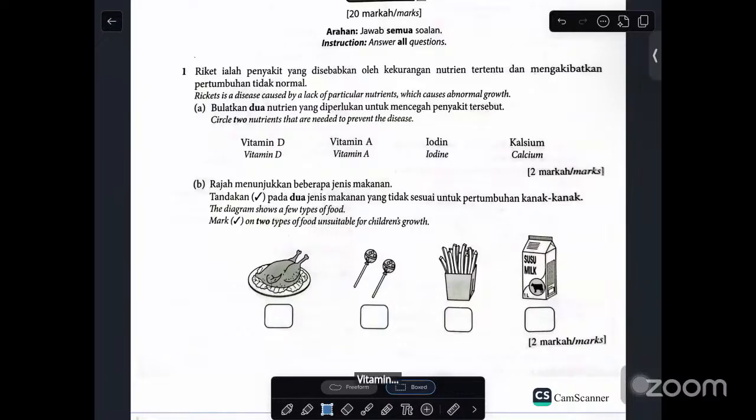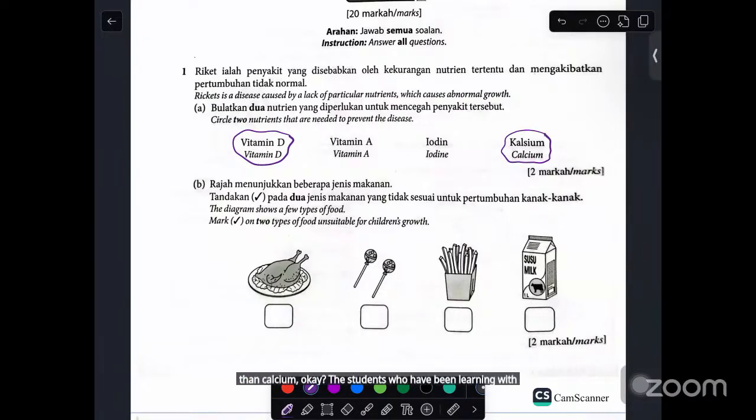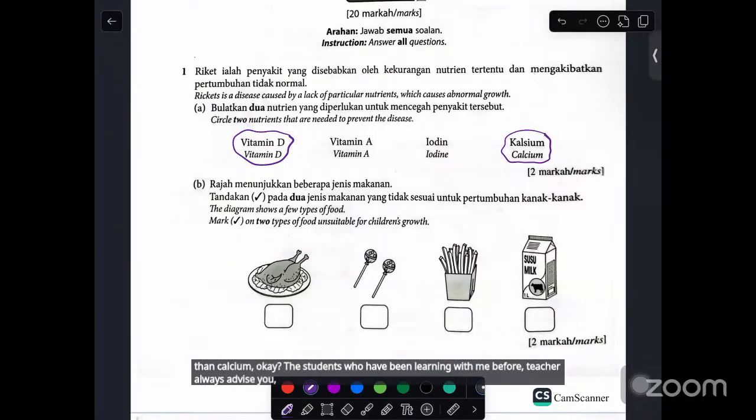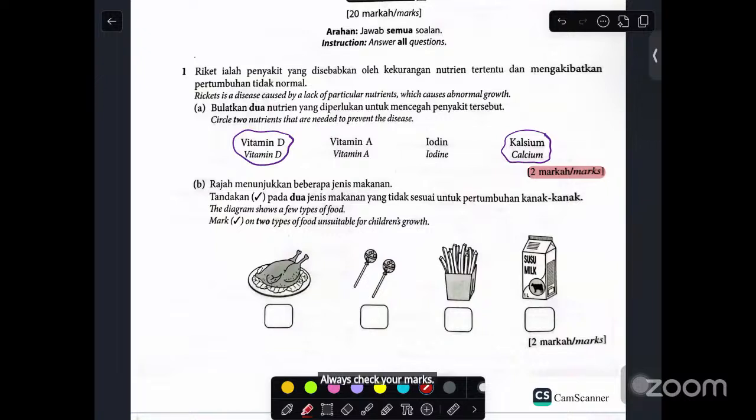Vitamin ricket, yes. Ricket ialah vitamin D dan calcium. Okay. The students who have been learning with me before, teacher always advise you, check your marks. Always check your marks. Kalau 2 markah, that means you need to give me two answers. Okay, 2 markah meaning 2 answer.